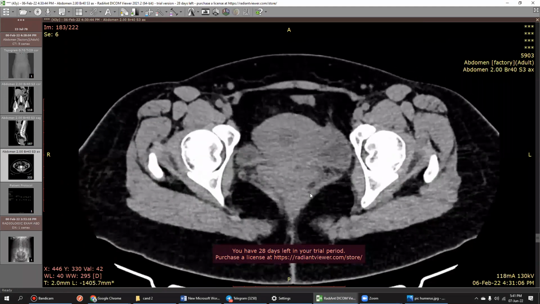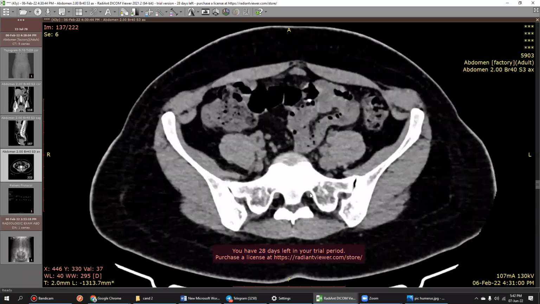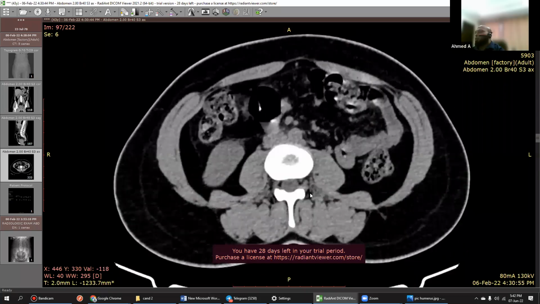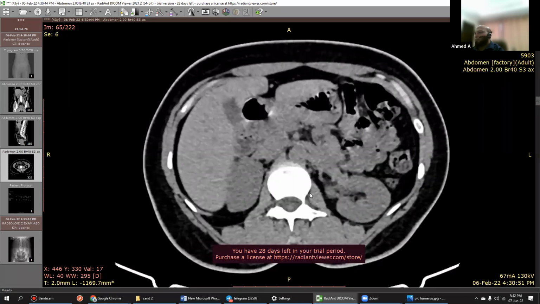I'll start from the top, from the cranial. In the exam, don't worry about caudal, cranial and all. Just tell them you're scrolling through the images, so you'll be on the safer zone.